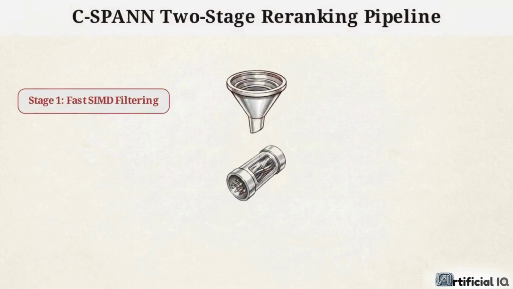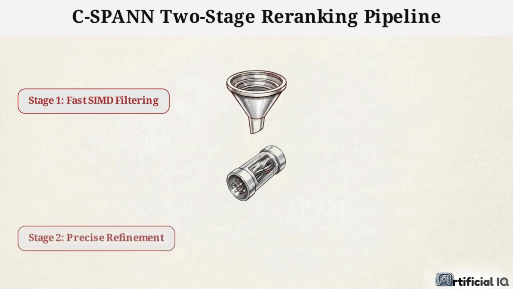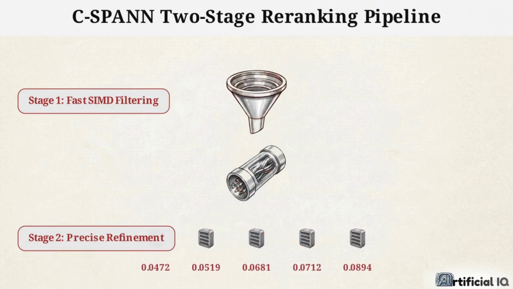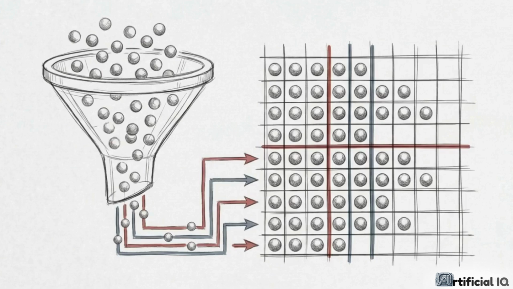To compensate, C-SPANN uses a 2-stage re-ranking pipeline. It runs ultra-fast SIMD filtering on the compressed bits to find candidates, and then fetches the original full-precision database rows to calculate the exact distances. This pipeline absorbs the quantization error, delivering exact distance accuracy while maintaining the extreme speed of a compressed index.